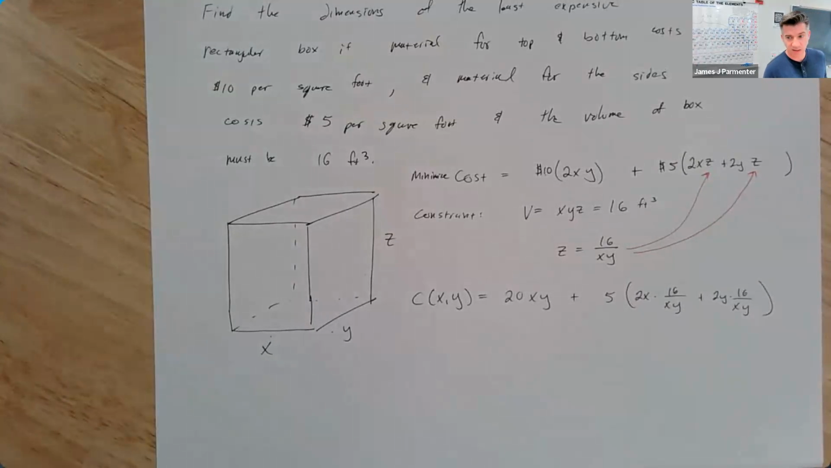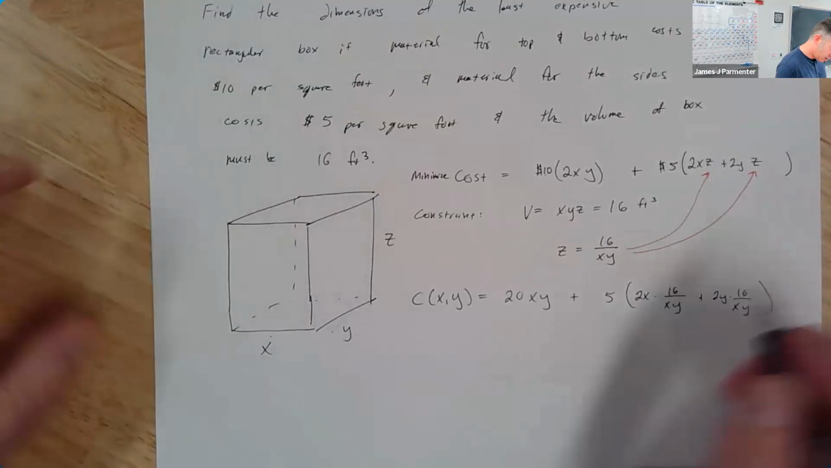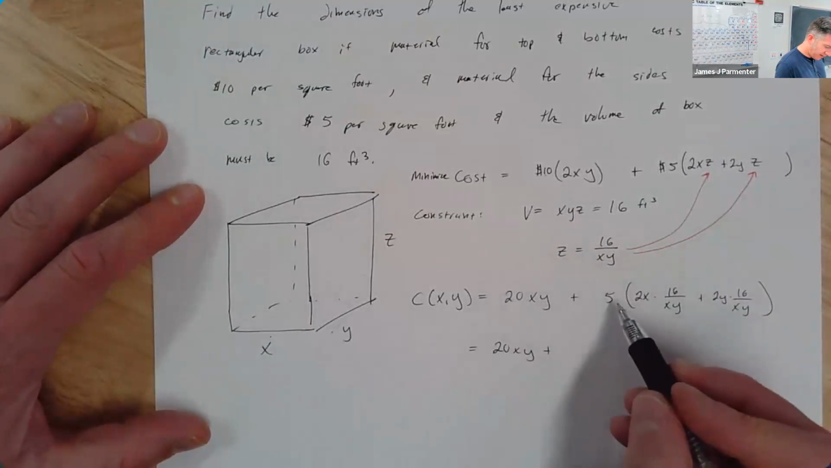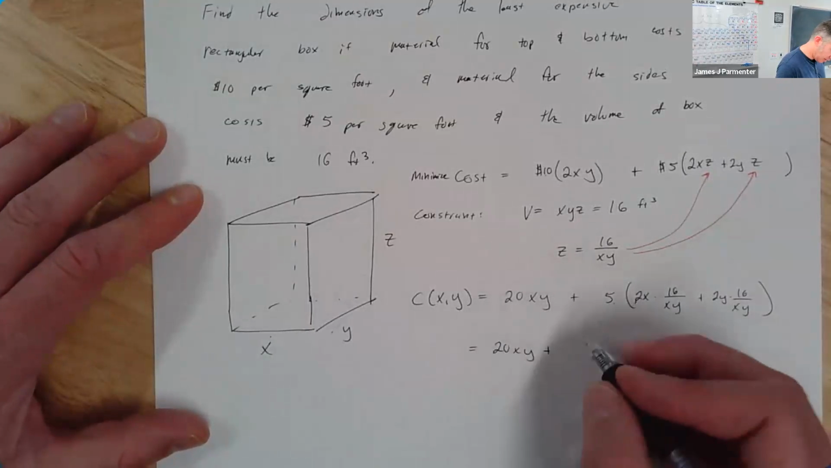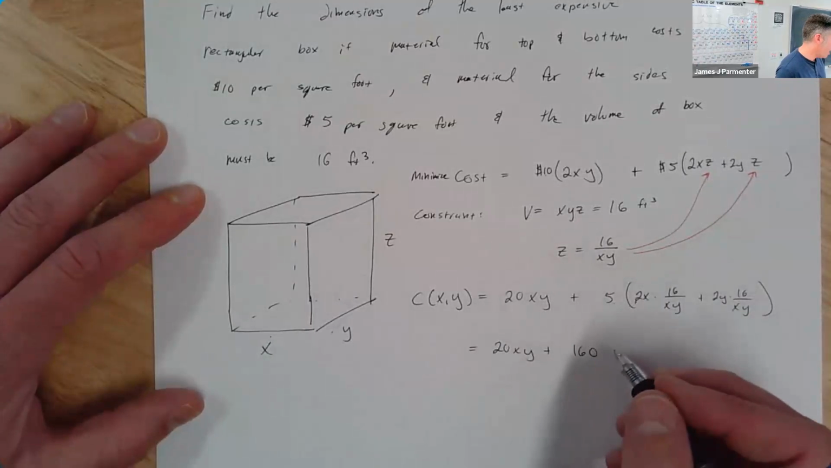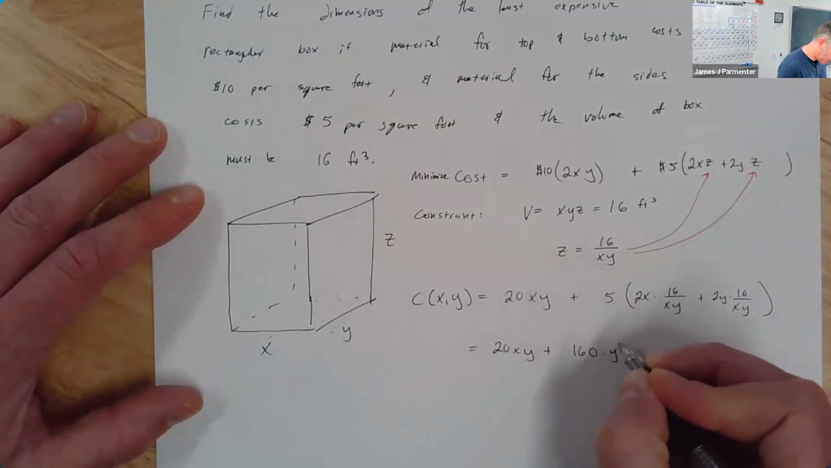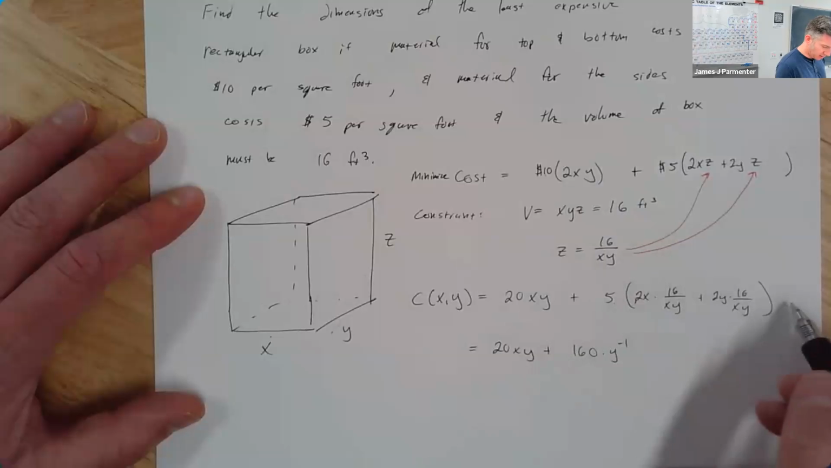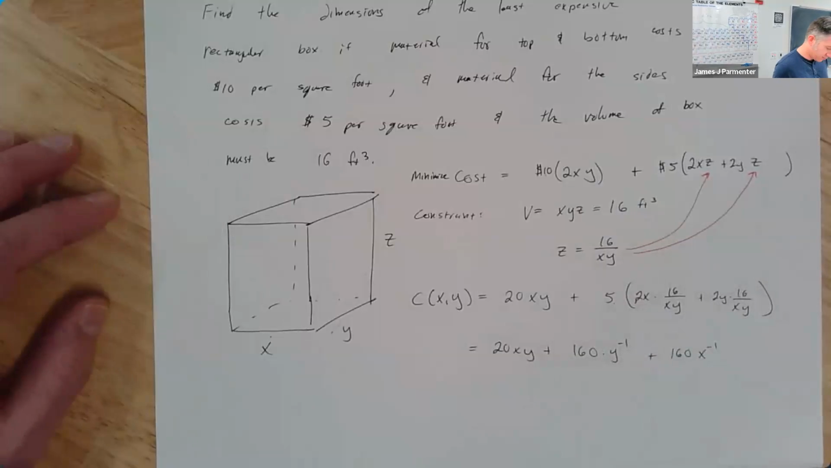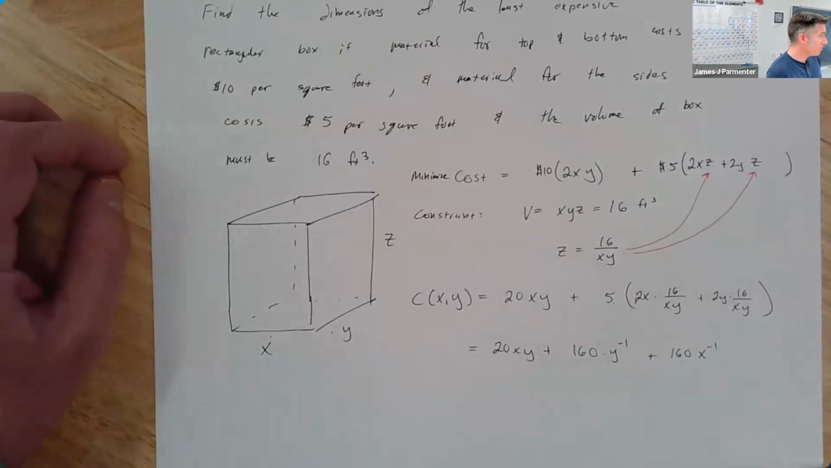And before I start taking my first partials, I should definitely do myself a favor and simplify this as much as possible. So simplifying just a little bit, 5 times 2 is 10, 10 times 16 is 160. The x is canceling, you've got 160 over y, or 160 times y to the negative first. Similarly here, you're going to get 160 times x to the negative first. That's going to be a little bit easier to deal with.